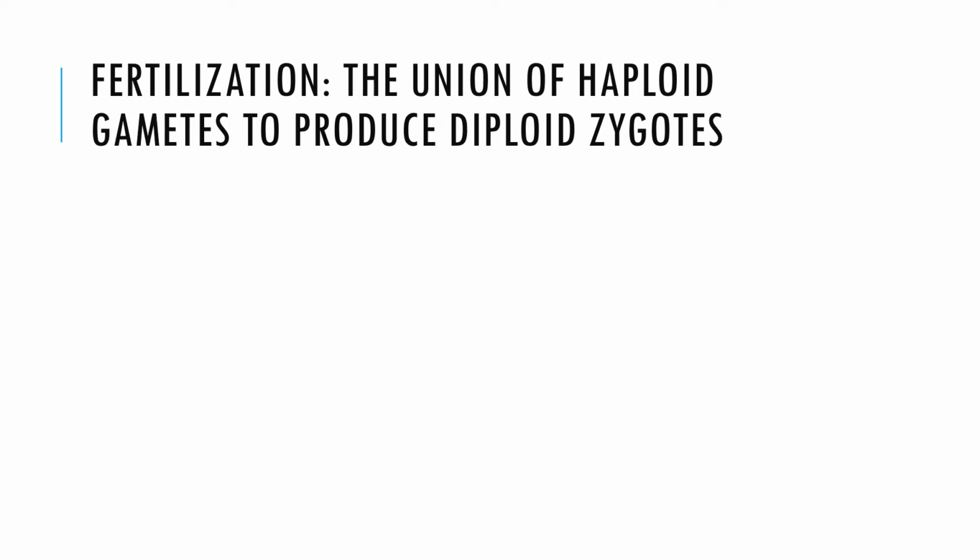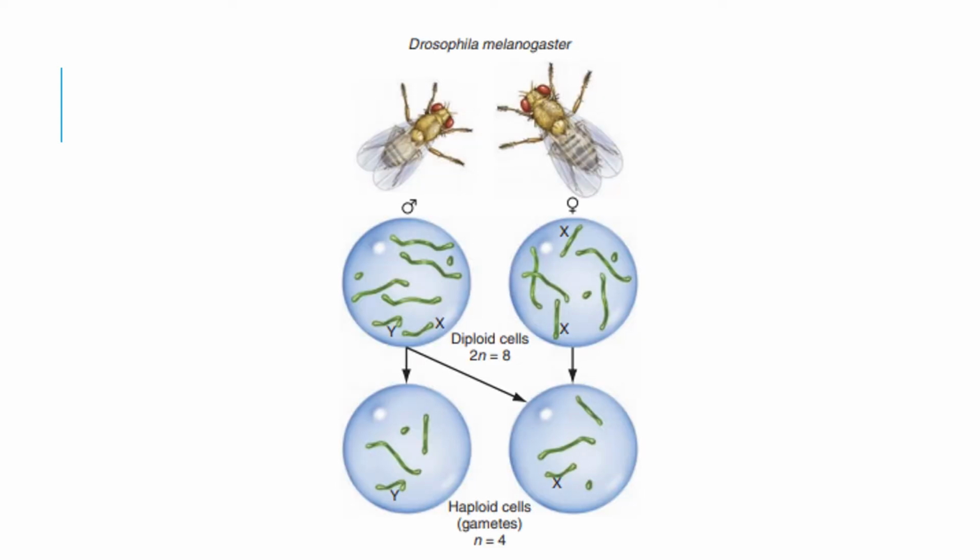When we talk about fertilization, it is the union of haploid gametes to produce diploid zygotes. Most body cells are diploid. They carry a maternal and paternal copy of each chromosome. Meiosis generates haploid gametes with only one copy of each chromosome. In Drosophila, diploid cells have 8 chromosomes, where 2n equals 8, while gametes have 4 chromosomes. n equals 4.